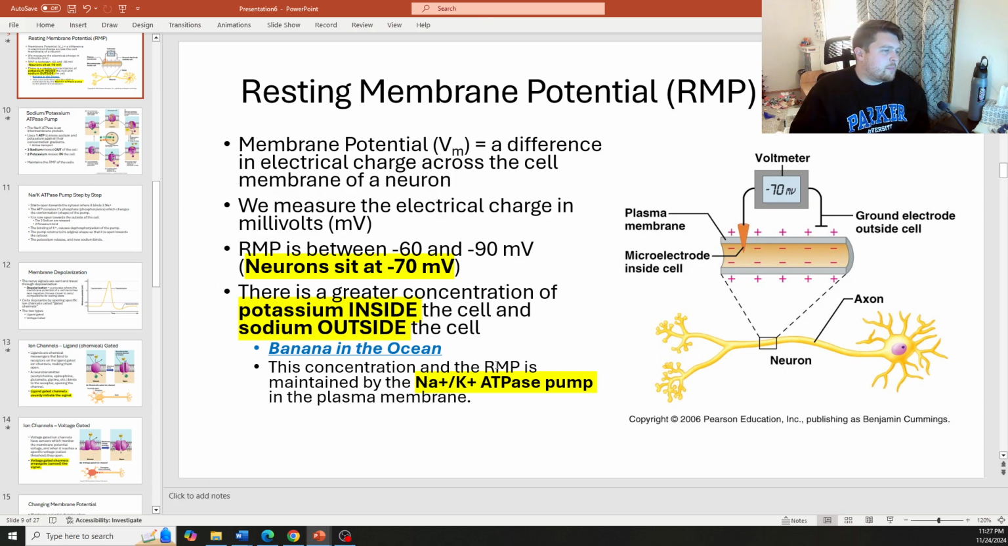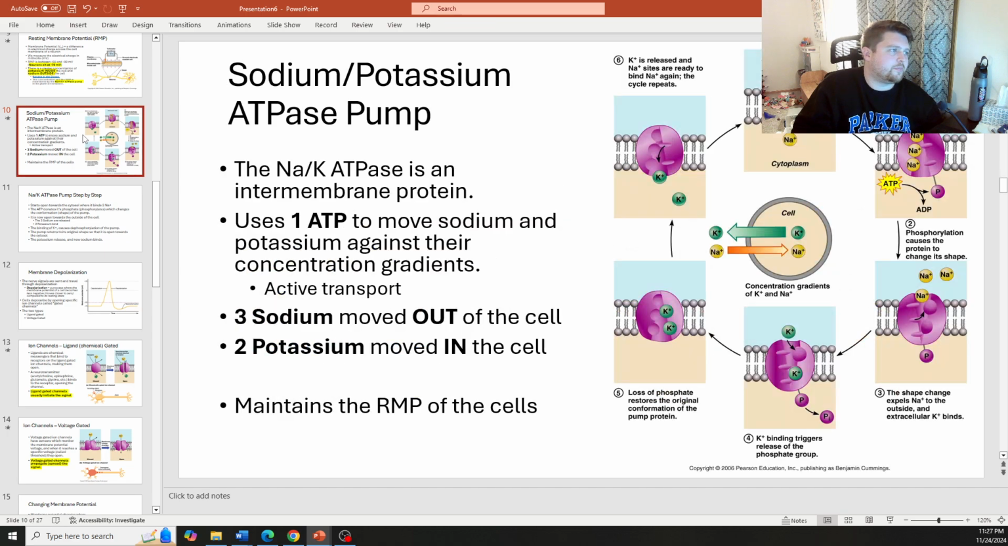And the resting membrane potential, this balance of potassium inside, sodium outside, and this specific voltage, is all maintained by a special type of transmembrane protein called the sodium-potassium ATPase pump. This is the star of the show when we talk about cells and all of this membrane potential stuff, because it has one of the most important jobs.